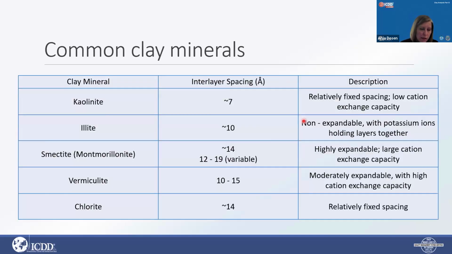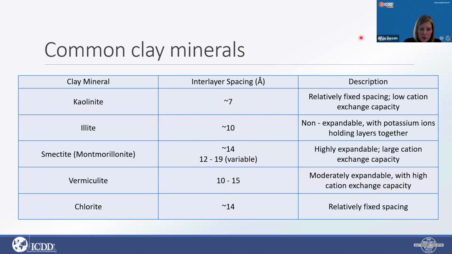And then clays. Let's look at some common clays: kaolinite, illite, montmorillonite, vermiculite, chlorite. These are the interlayer spacings. Kaolinite has a spacing of about 7 angstroms, and it's fairly fixed, so you can rely on this being 7 angstroms. Illite, again, is non-expandable, with a 10 angstrom D spacing. Smectite has a variable D spacing. Vermiculite is also variable. And then chlorites are not variable. They're fairly fixed, and they're around 14 angstroms.